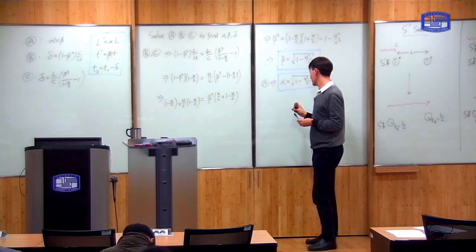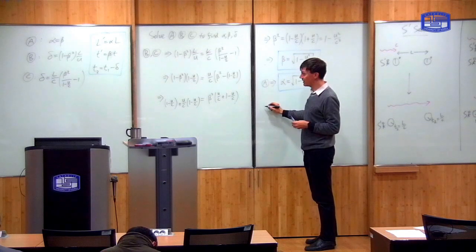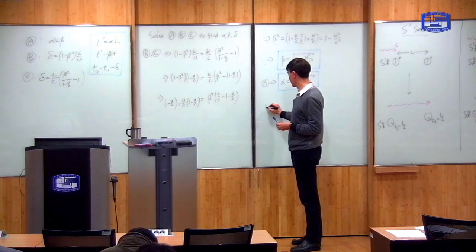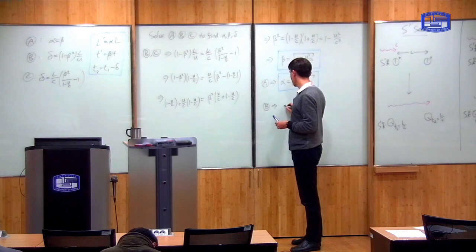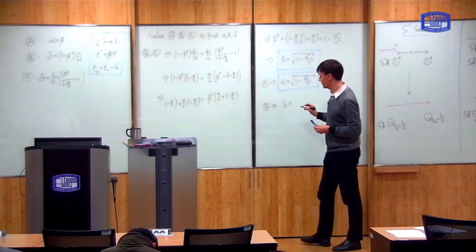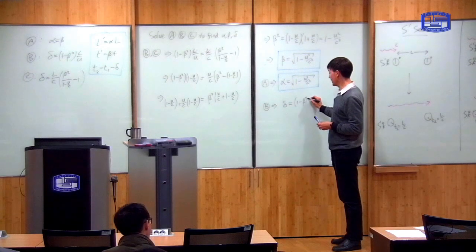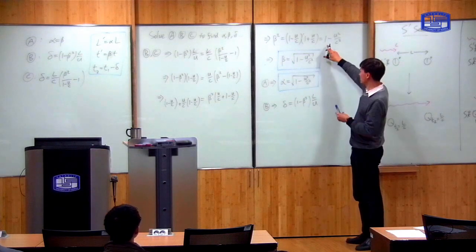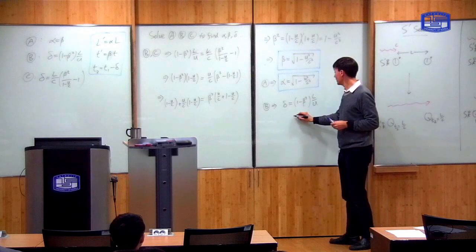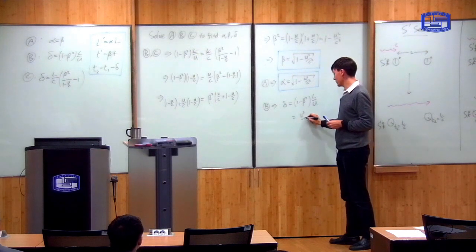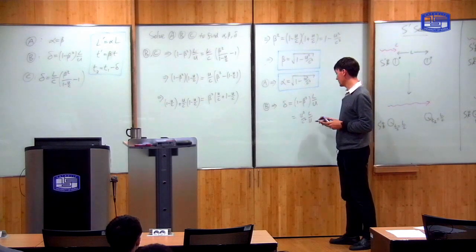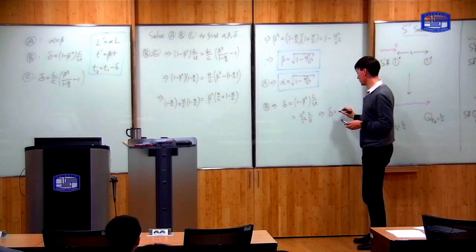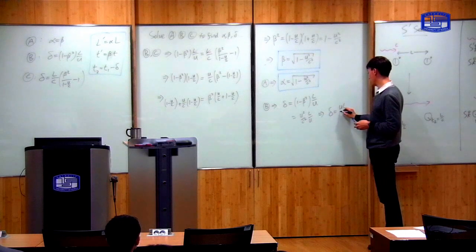Okay. And finally, I need to get delta. So for that, I can use equation B again. So delta is equal to 1 minus beta squared times L over U. But beta squared is just 1 minus U squared over C squared, sorry. So this is U squared over C squared times L over U. Okay. From which I conclude that delta is equal to U times L over C squared.